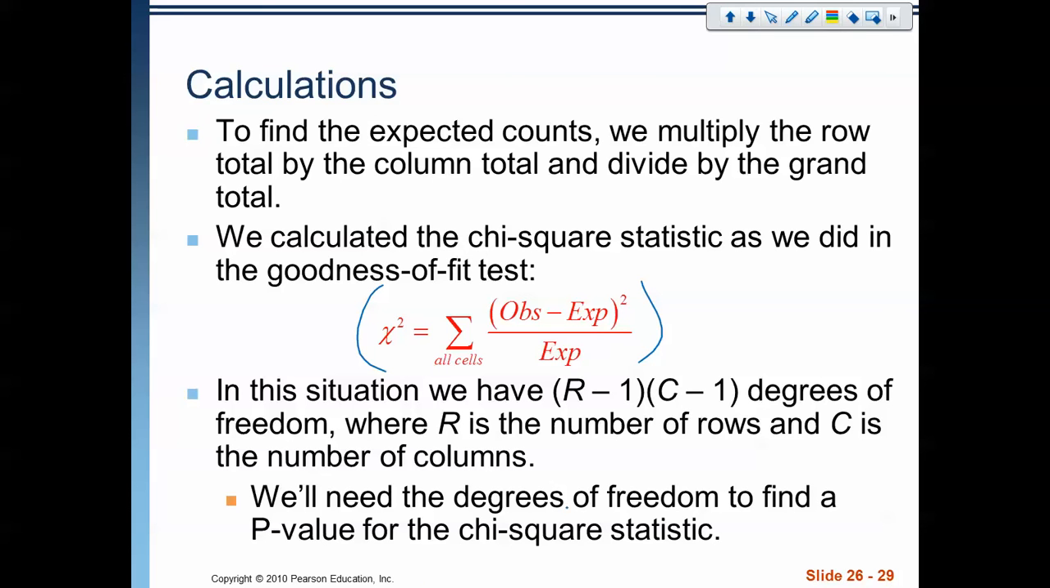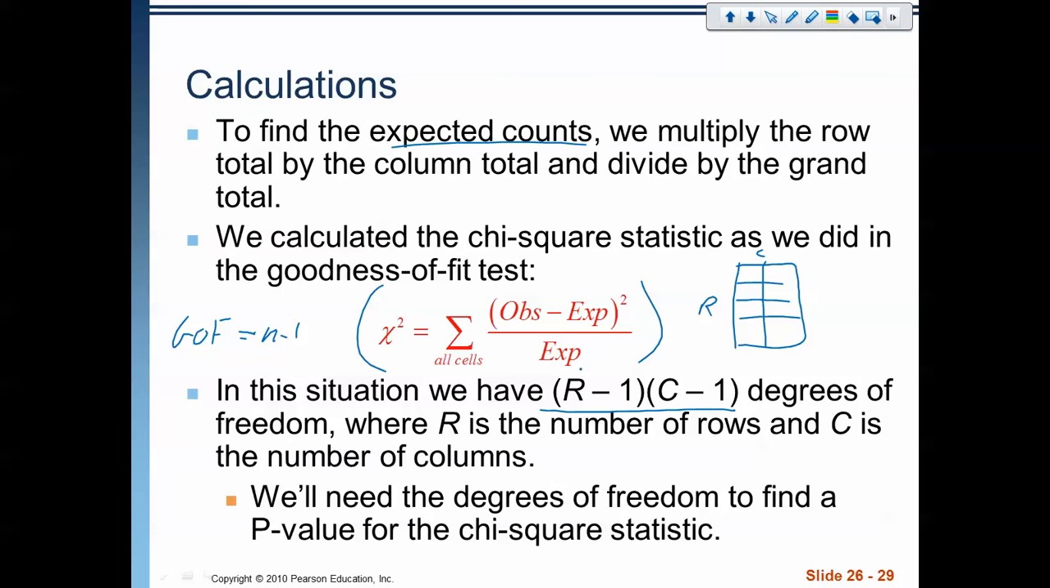Here's the biggest difference. The two big differences are finding the expected counts and the degrees of freedom. The degrees of freedom for the goodness of fit test was n minus 1, right? For this test, it's r minus 1 times c minus 1. So let's go just real quick, think about this in terms of our Titanic example. R and C stand for the rows and the columns.